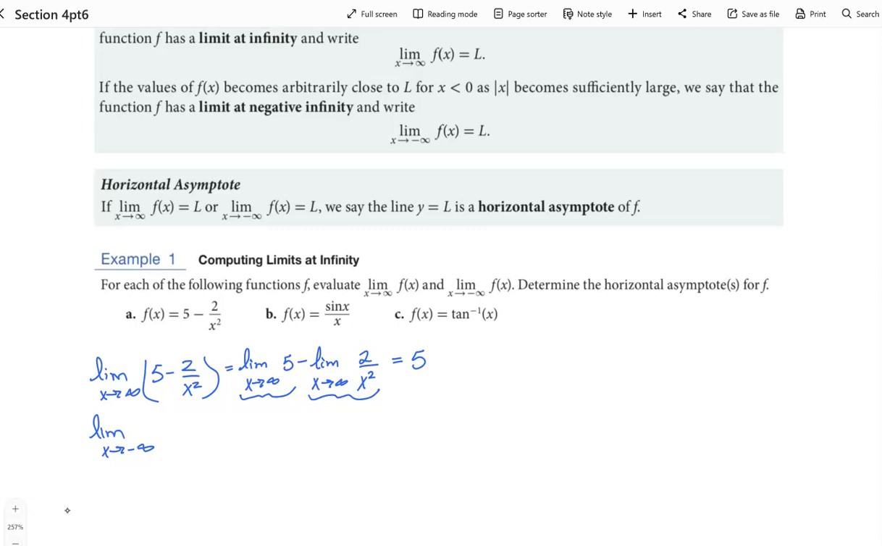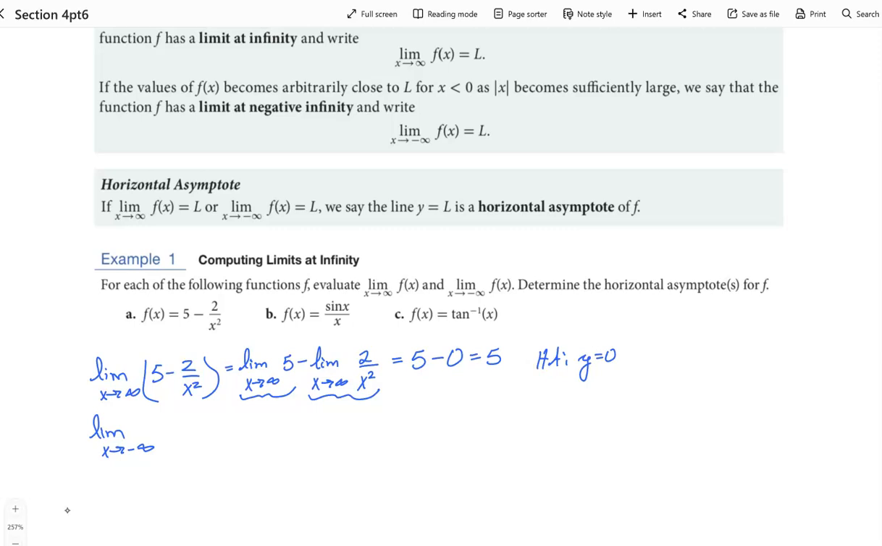So we're going to think about plugging in really large values. What happens if I plug in 1,000,000? Well, if I plug in 1,000,000 and I square it, I'm going to have a super big denominator, and 2 divided by a really big denominator is going to head to 0. So this whole limit is heading to the value of 0, which means the limit of that expression is going to 5, which means that this function has a horizontal asymptote at y equals 5. Remember, horizontal asymptotes are in the form of y equals something.